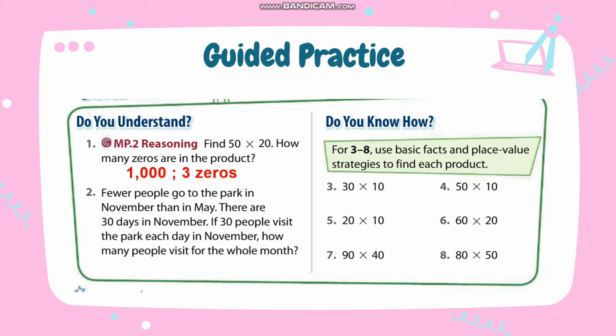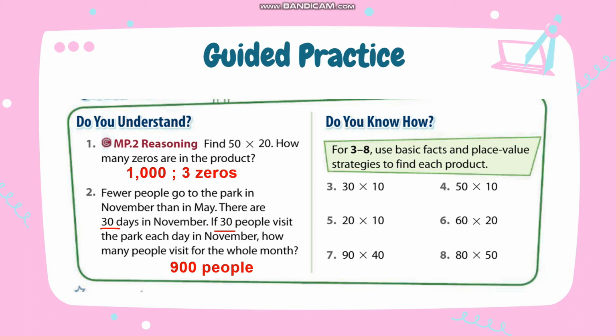Next, fewer people go to the park in November than in May. There are 30 days in November. If 30 people visit the park each day in November, how many people visit for the whole month? So the answer is 900 people, because you just simply multiply 30 multiplied by 30. So 3 multiplied by 3 is 9. Then you have 2 zeros. The answer is 900 people.